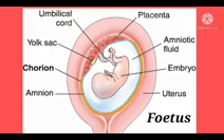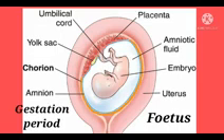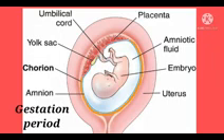From the third month of pregnancy, the embryo is called a fetus. The fetus develops fully in an average of 9 months. This period is called the gestation period.